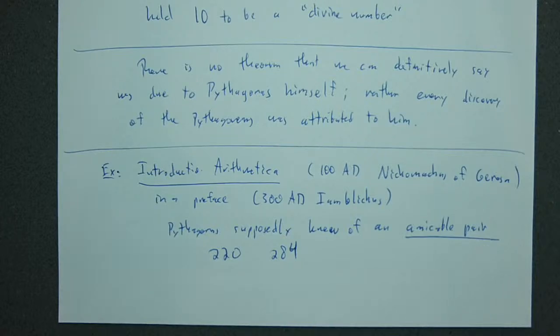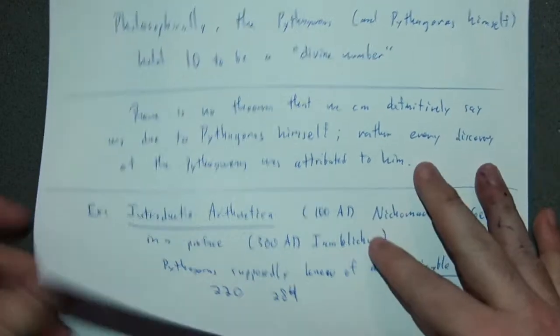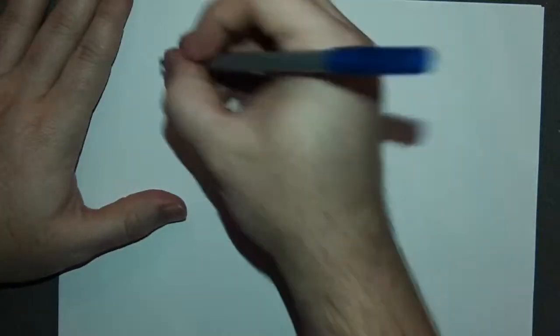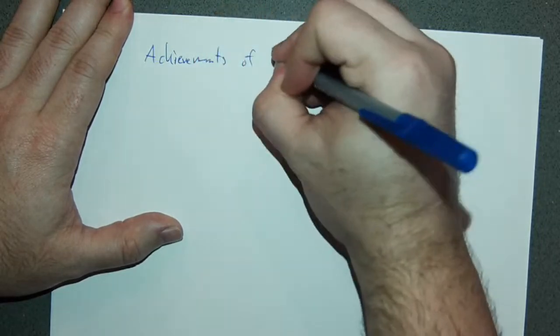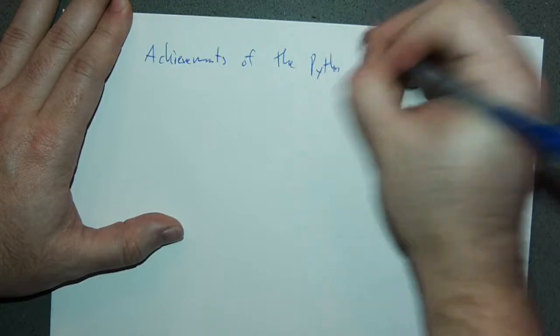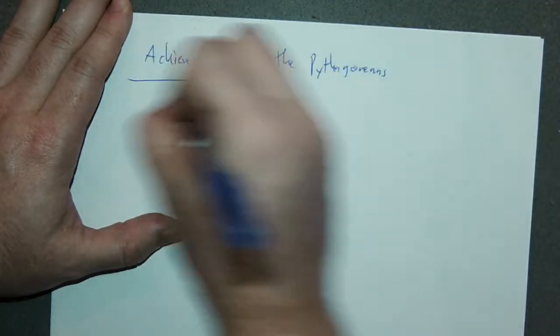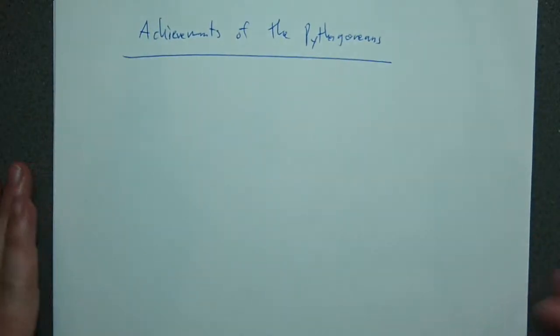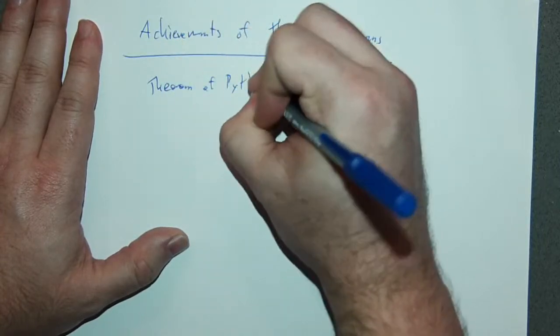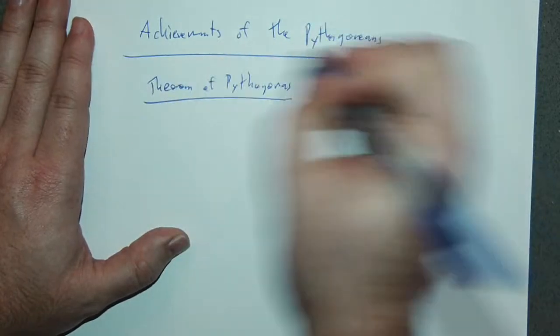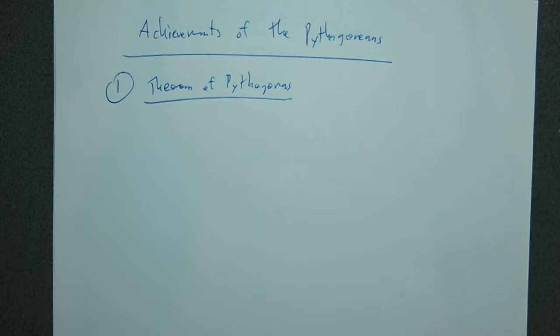And so, what were some of the things due to the Pythagoreans? We definitely know that the Pythagoreans were responsible for these things. Let me get some more paper. So, achievements of the Pythagoreans. Okay, so what are some of these things? Of course, the theorem of Pythagoras. Okay, that's number one.